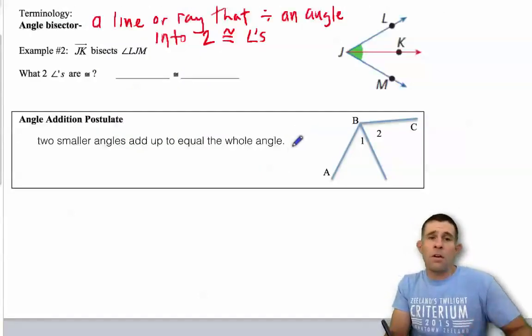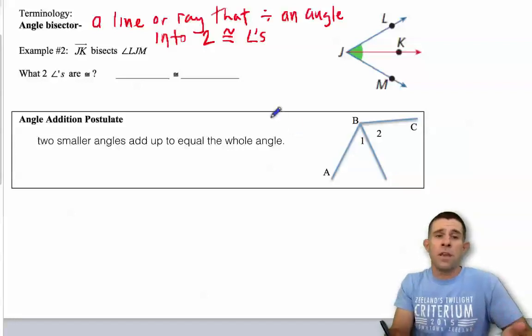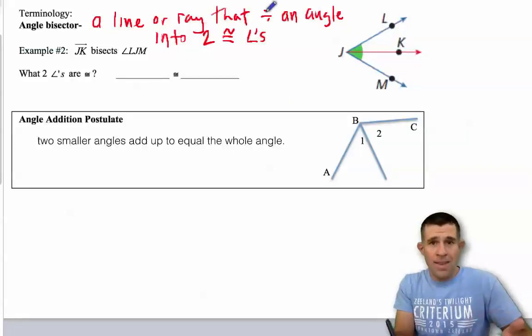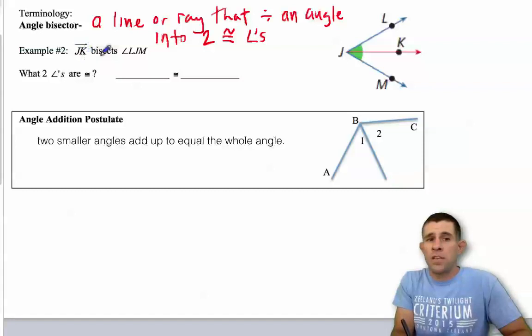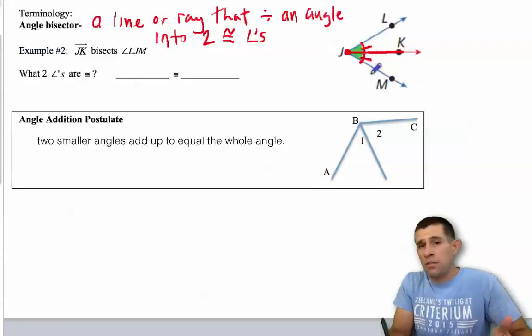All right, moving right along, we come to a new term called the angle bisector, and this is just like our midpoint, but it's for an angle. So an angle bisector is simply a line or a ray or a segment that divides another angle into two smaller congruent angles. For example, number 2 says JK bisects angle LJM. So here's JK, my ray, passing right through the center of LJM, and that means it's going to cut through and create two smaller angles that are congruent.